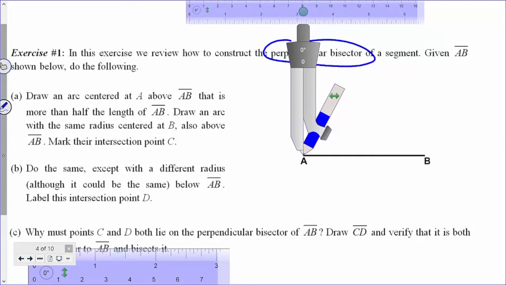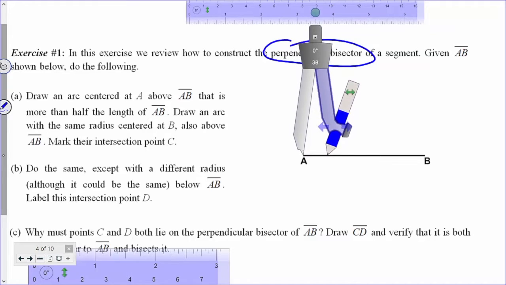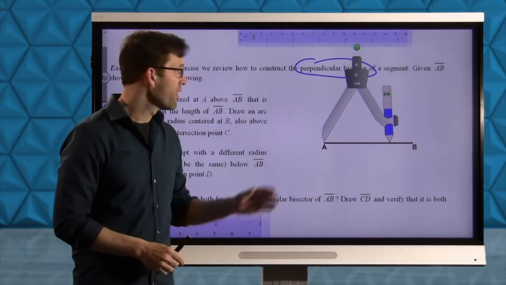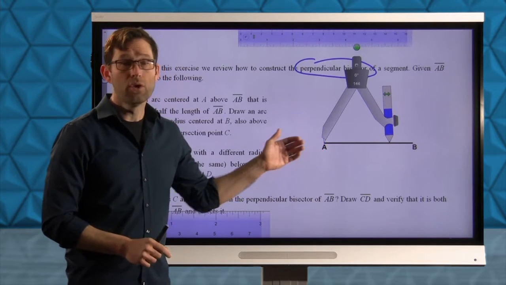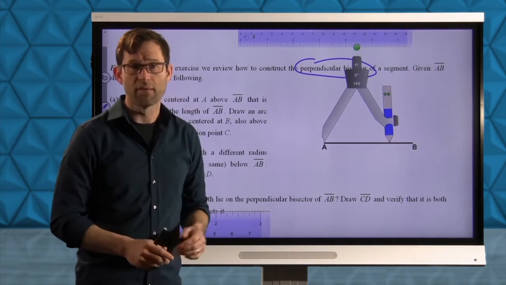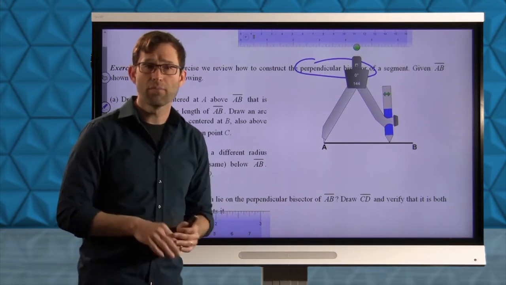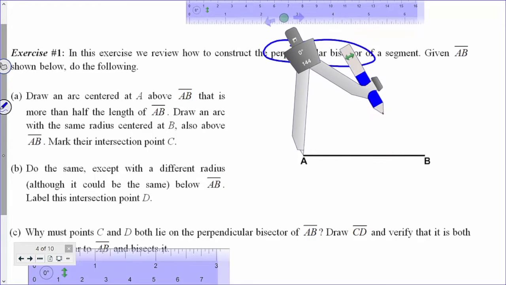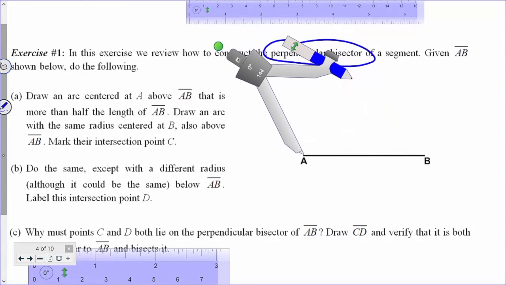So I'm going to take my compass, put the sharp end at A, and extend it so that it's more than half of the length of AB. All right, you could actually make it the entire length of AB. You could even make it longer than AB. I tend to not quite go that long, but it's kind of up to you. And now I'm going to draw an arc kind of up here.